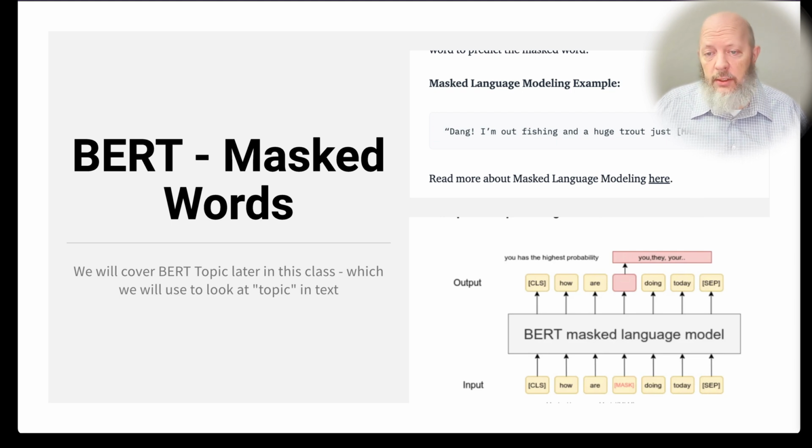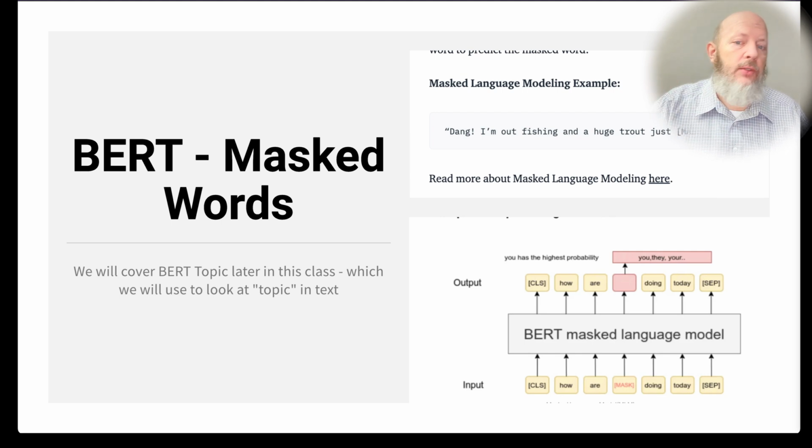Now, I'm sure there's a sentence on the internet I probably could find right now in Google. How are dog doing today? I'm sure I could find that. But the probability of that versus how are you doing today is much less. So we're just looking at probabilities. What is the most likely word that will go in there?